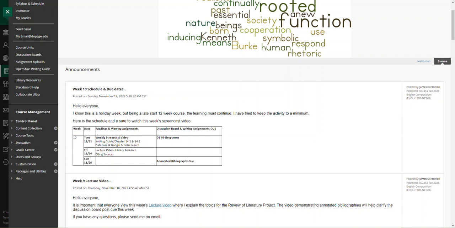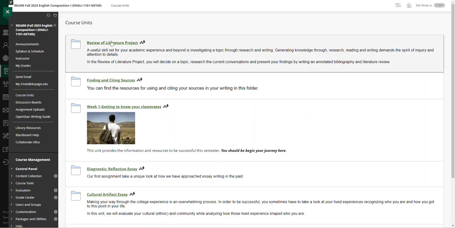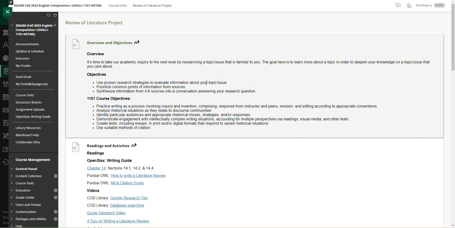So, as I say here, I understand that it is a holiday week. However, we must keep the activity moving along. I've tried to keep this to a minimum with only one assignment due on Sunday the 26th, which is the annotated bibliography. So let me get over to the course unit and we'll talk about that and let you know what I've done. Here is the review of literature project.